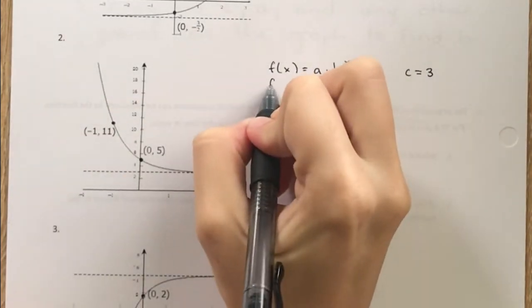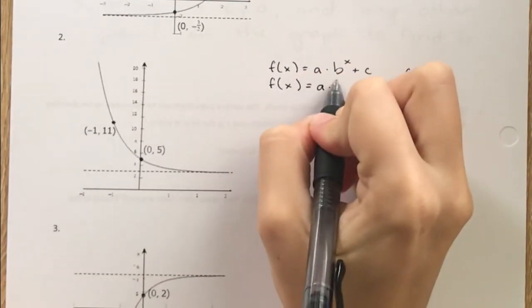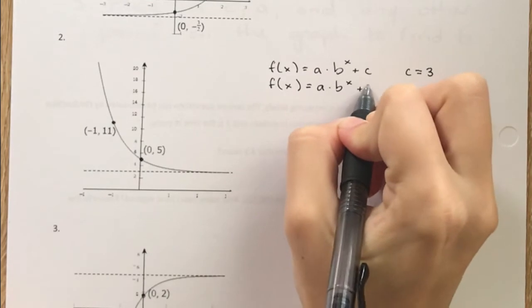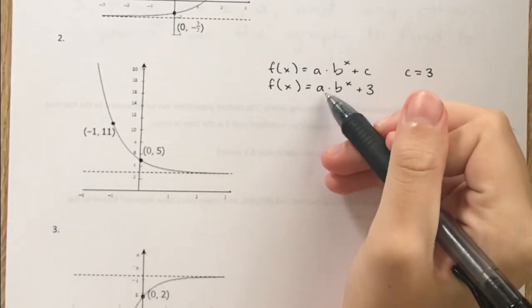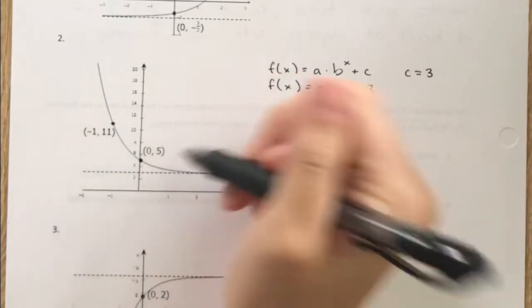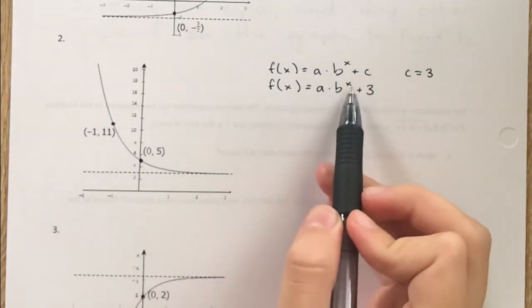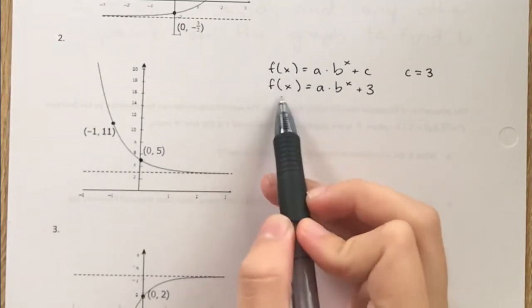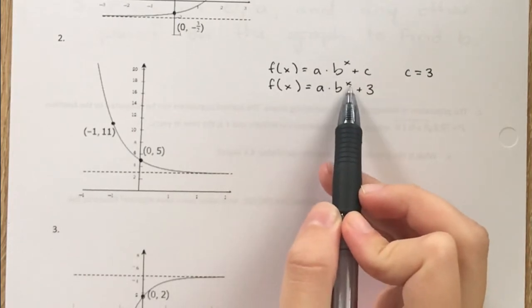So we can go ahead and plug in c here. So we have a times b to the x plus 3. Next, we want to find a. Now, in order to find a, we said we were going to plug in the y-intercept. Let's talk about why that might be useful. We have 4 variables here, right? We have the output variable f of x, a, b, and x.